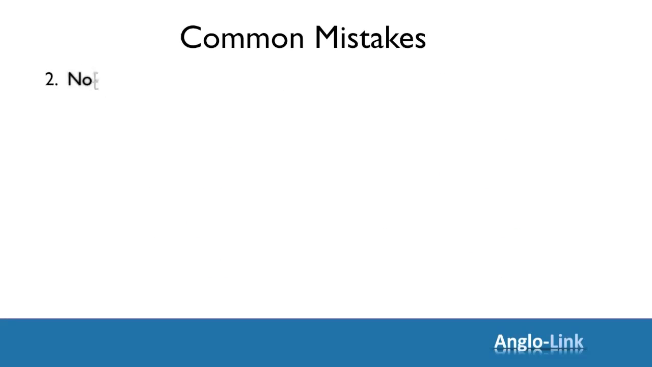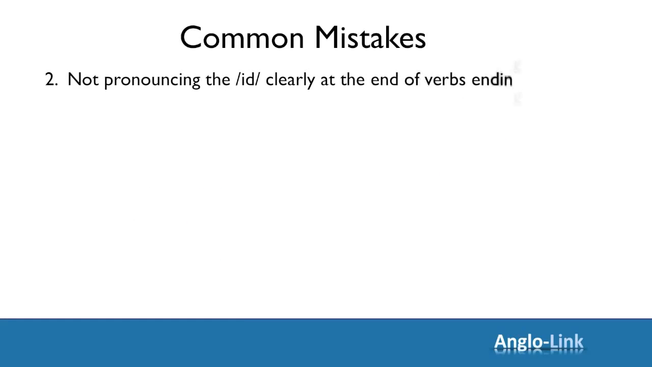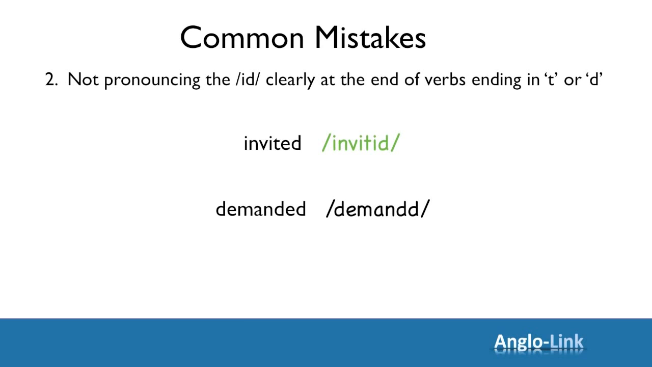The less common mistake is not pronouncing the id clearly at the end of verbs ending in t or d. Just make sure you pronounce the e clearly. So, not invited without the e, but invited. And not demanded without the e, but demanded.